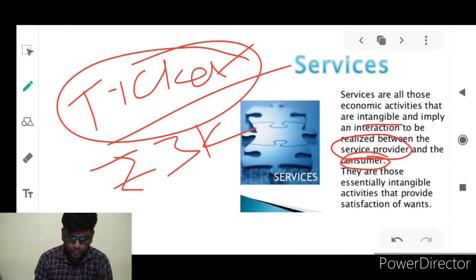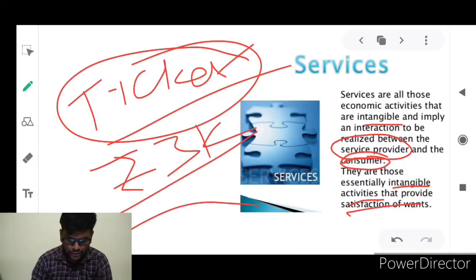Can you understand? Here, who is the service provider? Indian Railway is the service provider. Who is the customer? You, the passenger. You are enjoying services. They are essentially intangible activities that provide satisfaction of wants. So what do you want? Your want is satisfied here, it is not a need, isn't it? You wanted to go to Agra. For that you spend 3,000 rupees and finally you reach Agra, from Chennai to Agra.